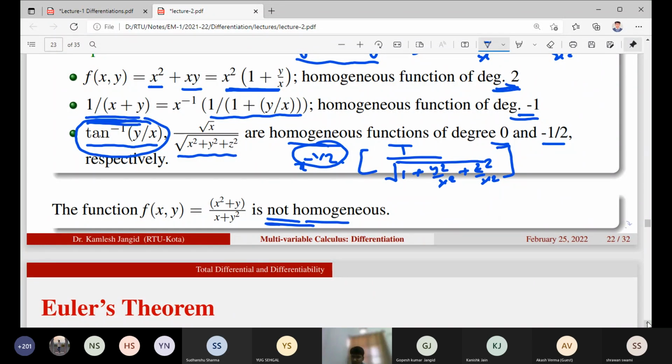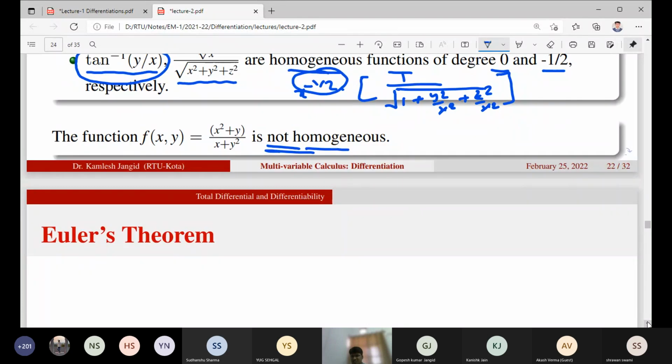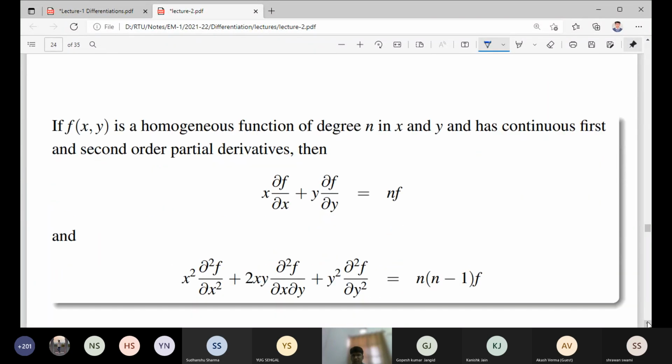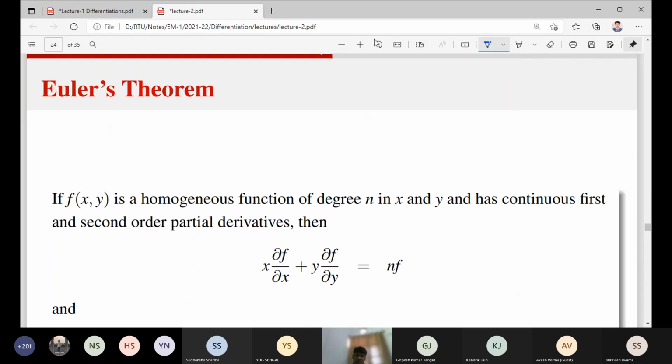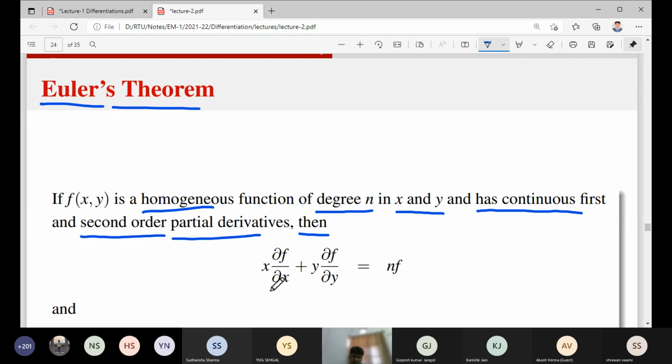Let us see the theorem, a very important theorem based on homogeneous functions. The name of the theorem is Euler's theorem. If f(x, y) is a homogeneous function of degree n in x and y and has continuous first and second order partial derivatives, then the value of the left hand side x times del f upon del of x plus y times del f upon del of y equals nf.